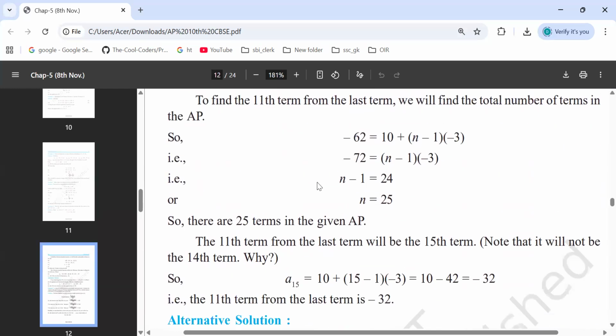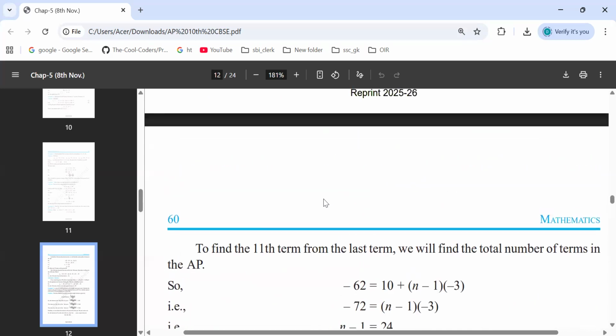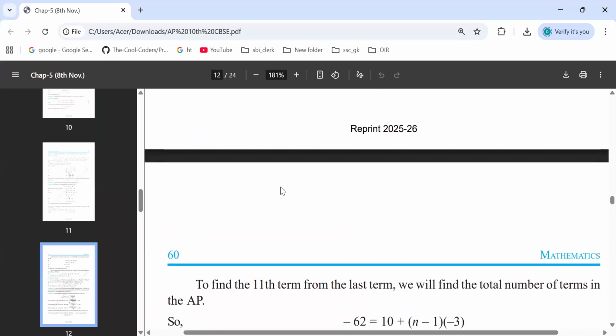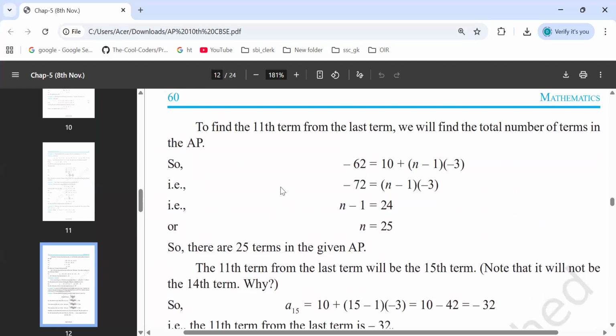So L will be equal to minus 62, which is equal to 10 plus (N minus 1) into minus 3. Minus 72 is equal to (N minus 1) into minus 3. From negative, the signs will be cancelled, and 72 divided by 3 is 24, so we will get N equals 25. So the last term of this series is the 25th, and we have to find the 11th term from the last.